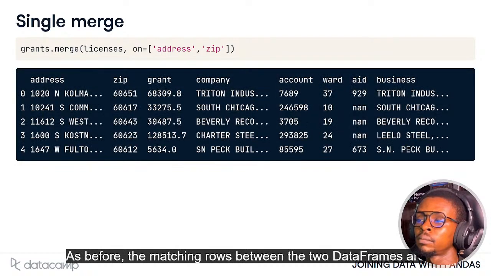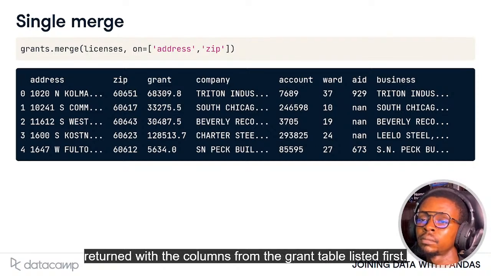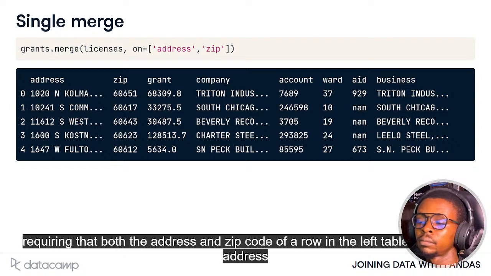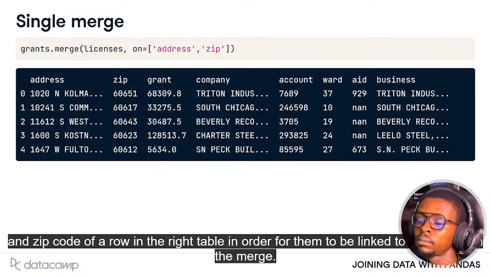As before, the matching rows between the two data frames are returned with the columns from the grants table listed first. However, when we merge on two columns, in this case the address and zip code, we are requiring that both the address and zip codes of a row in the left table match the address and zip code of a row in the right table in order for them to be linked to each other in the merge.